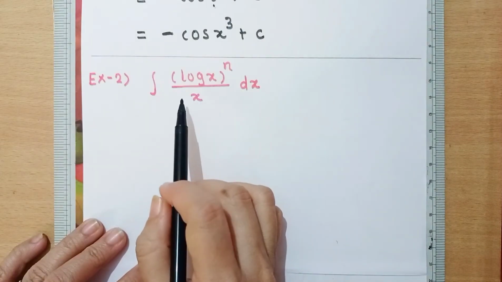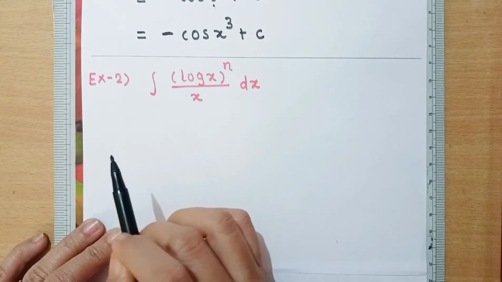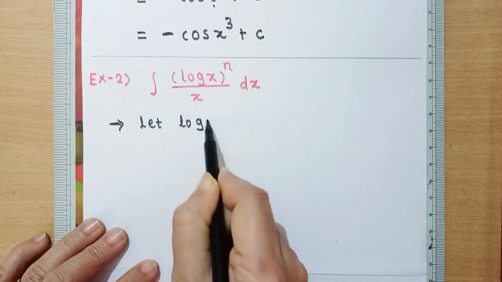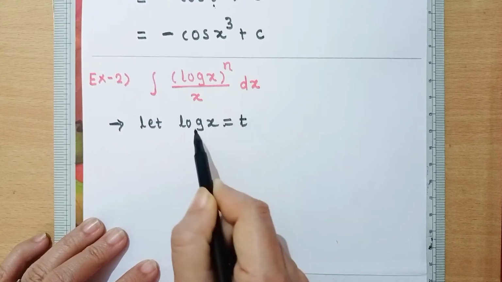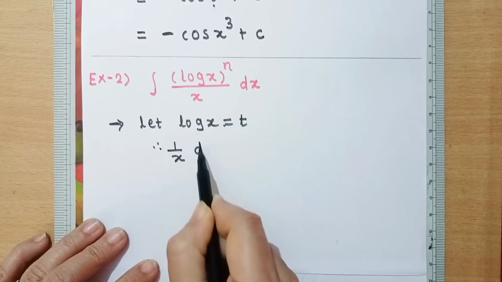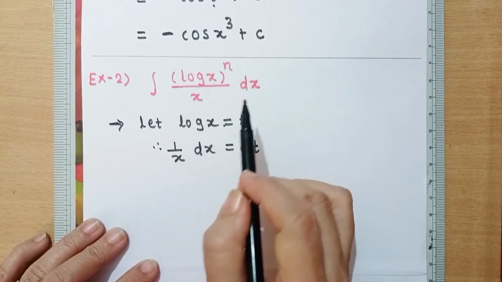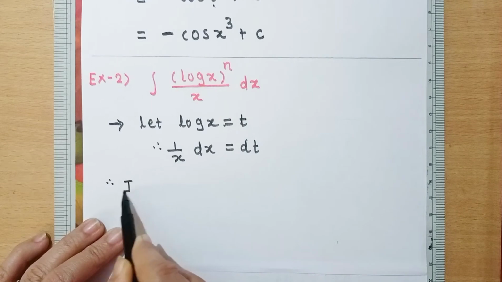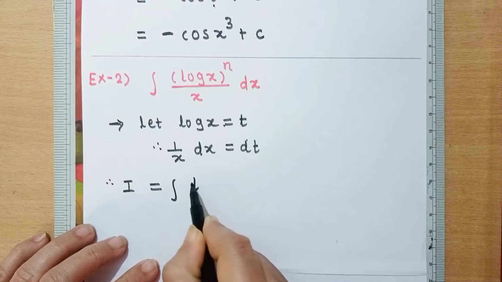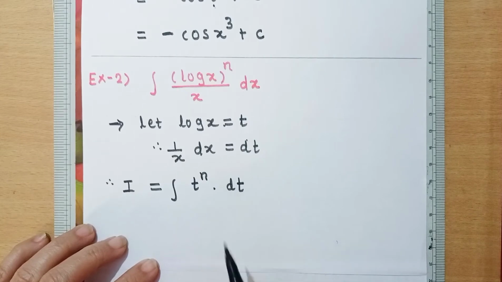This is our second example, and by observing this we can understand log of x equal to t, we have to substitute. So here let log of x equal to t. Now we will differentiate this. Therefore the derivative of log x is 1 upon x dx equal to dt. Now check here, 1 upon x dx is present. So this integral I is equal to, substituting these two things here, t raised to n, and 1 upon x dx means dt. So we will write here dt.